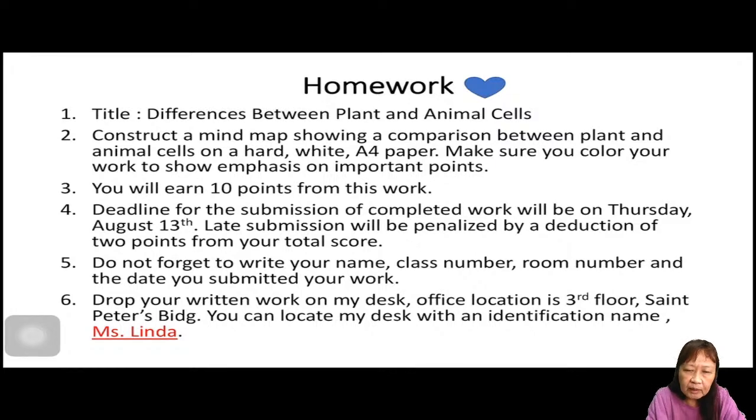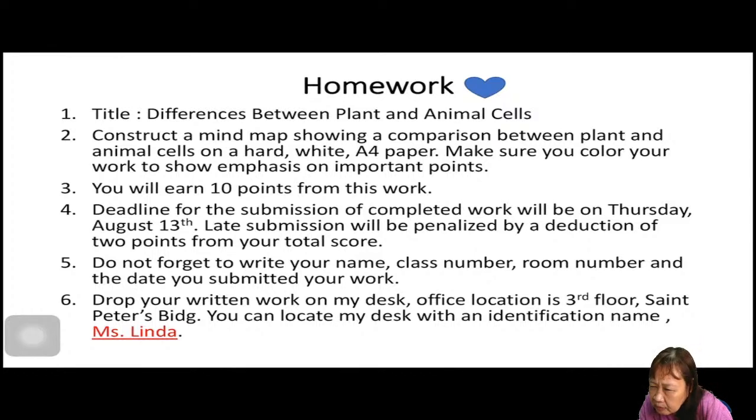Okay, I will give you one example. Plant cells have a cell wall. Animal cells do not have a cell wall. Something like that, right? So you are given the decision to decide how to design your mind map.